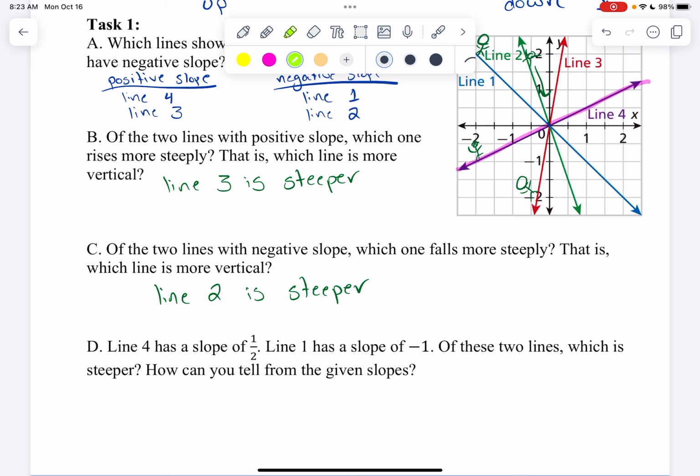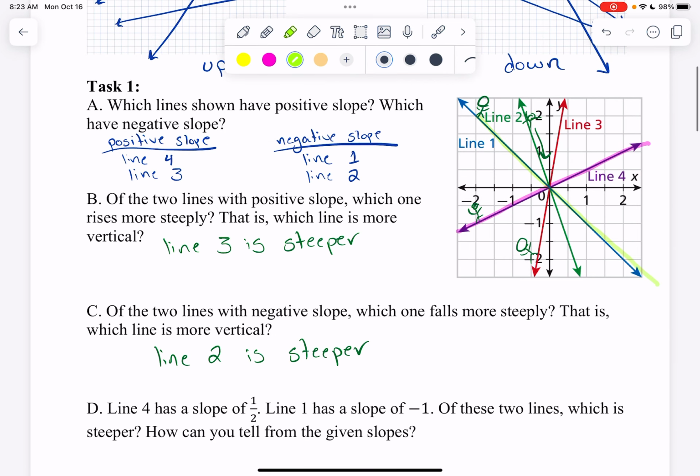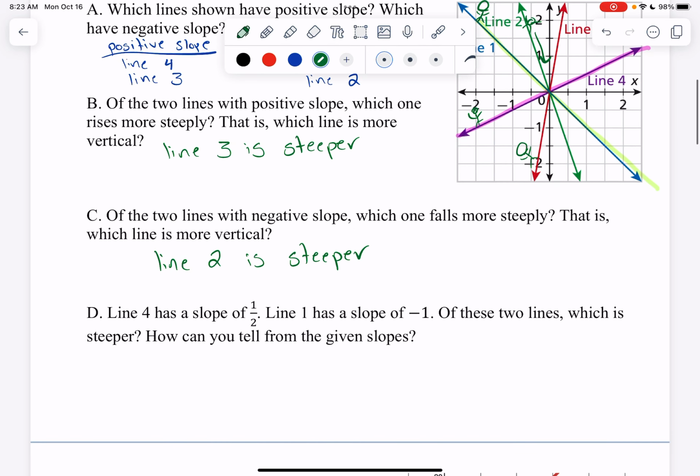Line 1 has a slope of -1. Which one is steeper? Again, think about which one's going to be a harder climb, this guy here or this guy here. Line 1 has a much steeper climb than this one. This is a nice gradual slope up. This one gets quite a bit steeper. So line 1 is steeper.